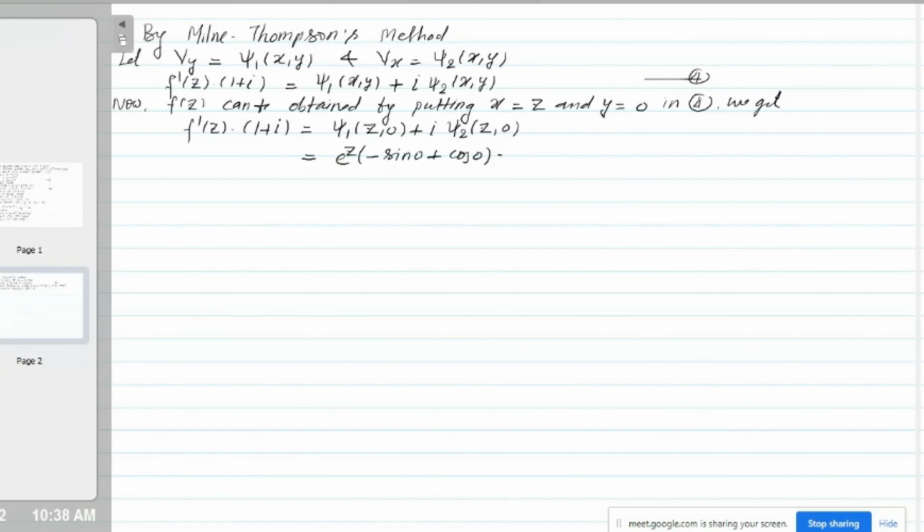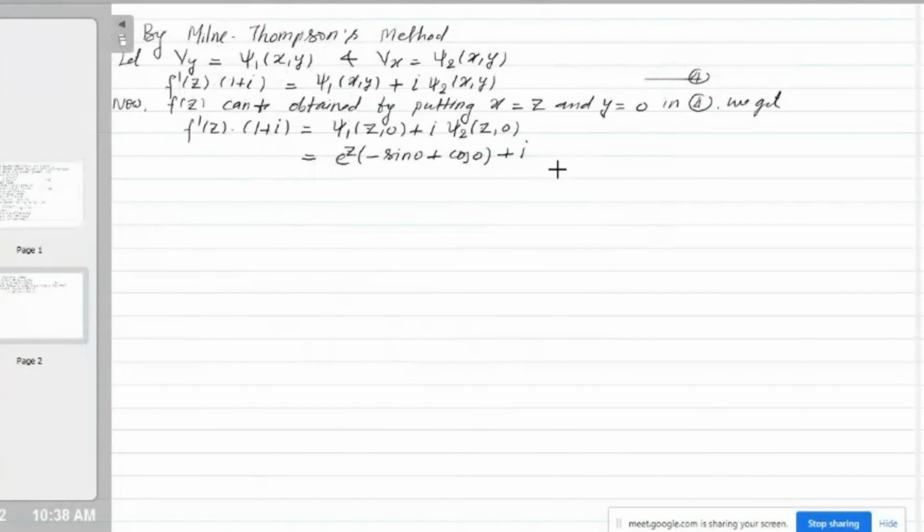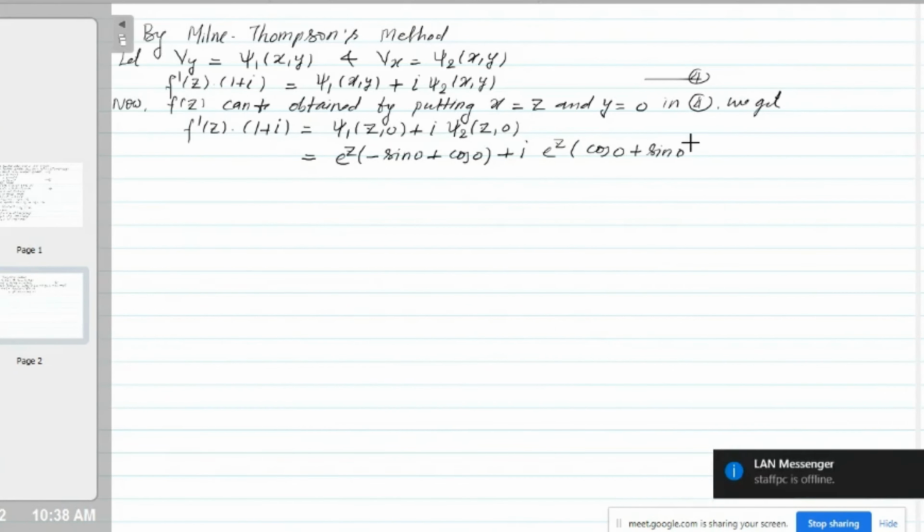Okay, and plus I times psi 2y. Psi 2y is what? So this is instead of x we put here z. Okay, so this becomes e raised to z cos 0 and sine 0. Just write down: e raised to z, cos 0 plus sine 0.